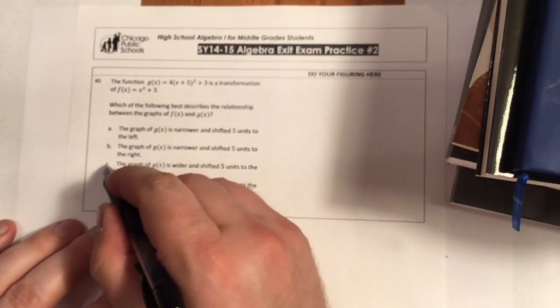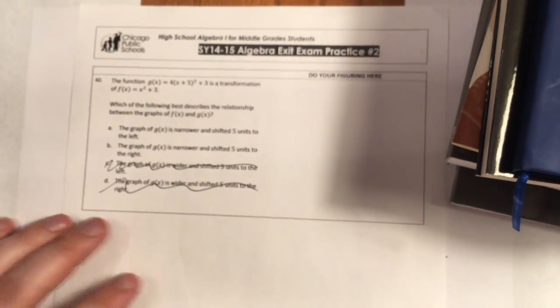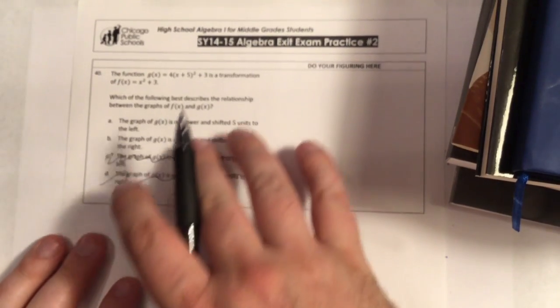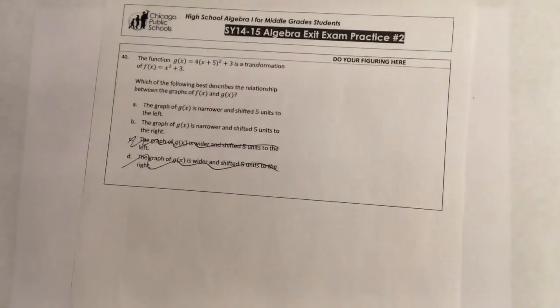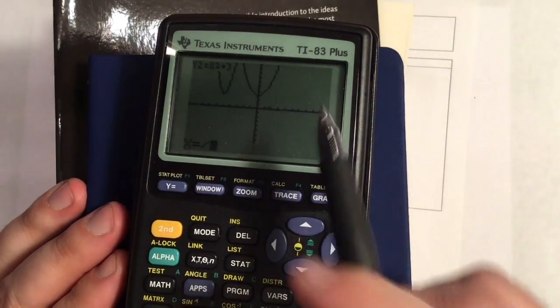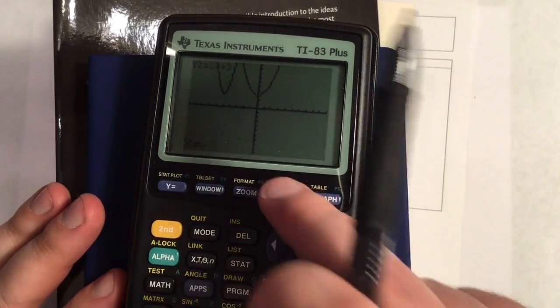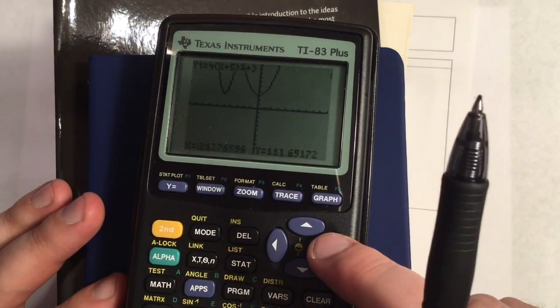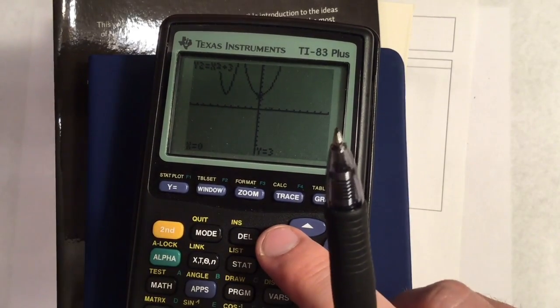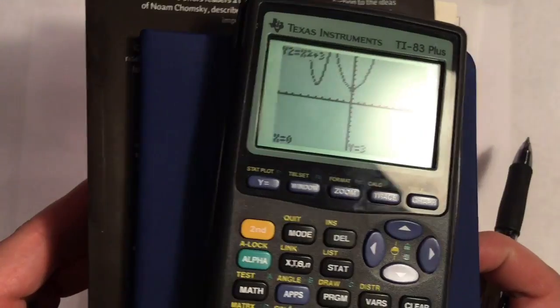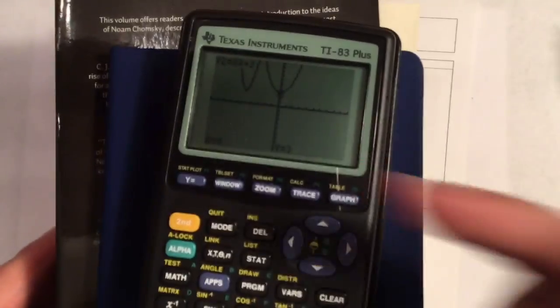So let's go to our answers for a sec. Okay, g of x is wider. G of x is wider. Okay, ditch those two. Focus. Okay. Oh, I can get rid of that. And then I can see that it's been moved over. You see they took this x squared plus 3, which was f of x, and it looks like they slid it over. So it's narrower and shifted 5 units left.